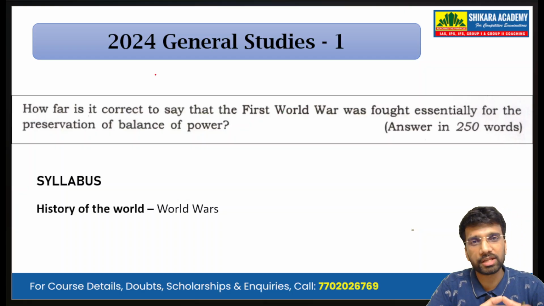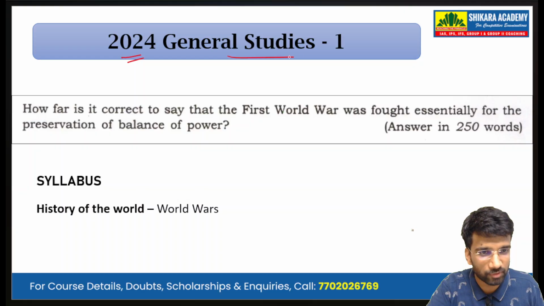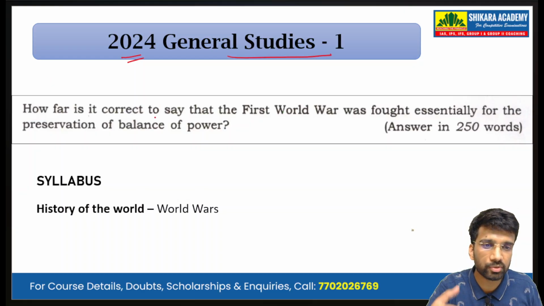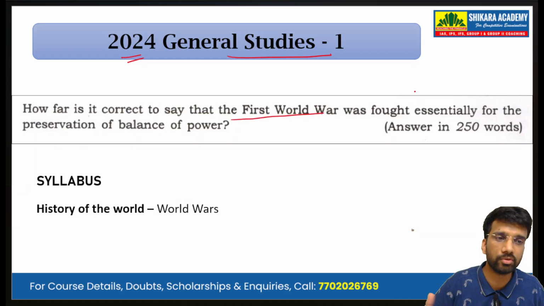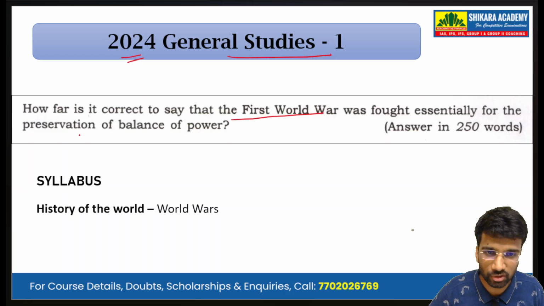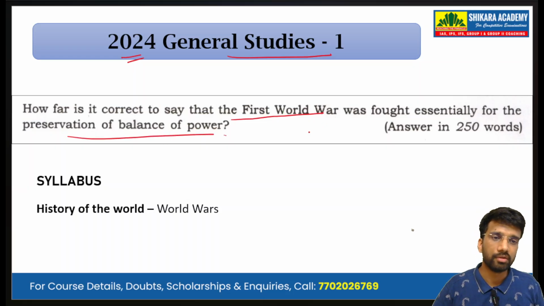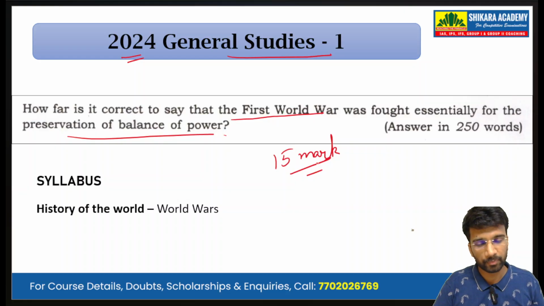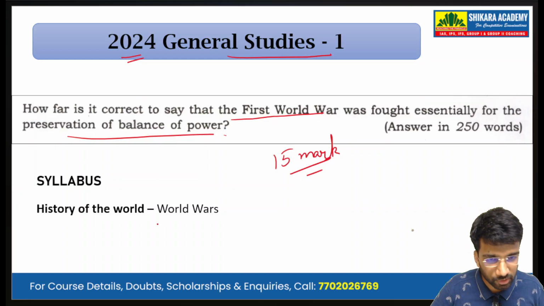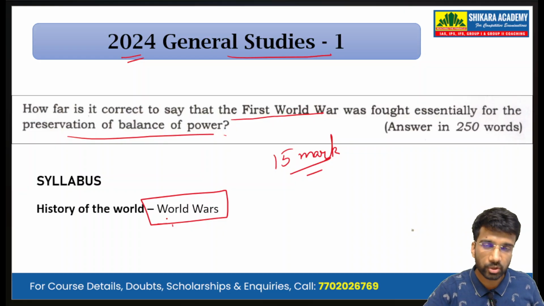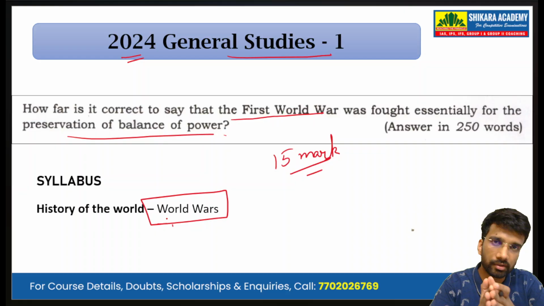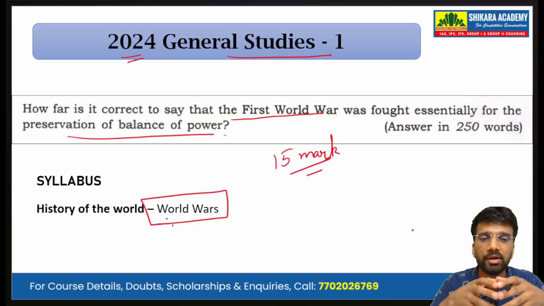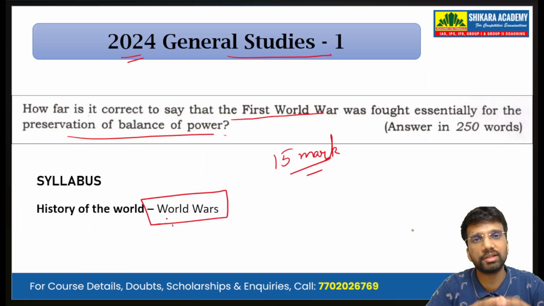Now, this particular question was asked by UPSC in 2024 GS paper 1. How far is it correct to say that the First World War was fought essentially for the preservation of balance of power? It is a 15 marks question that needs to be answered in 250 words. Mapping it with the syllabus, we can see that it has come from the world history part, from the topic World Wars. So the question asks us to discuss the different factors, and whether the preservation of balance of power is the central theme or the central objective behind this particular World War I.